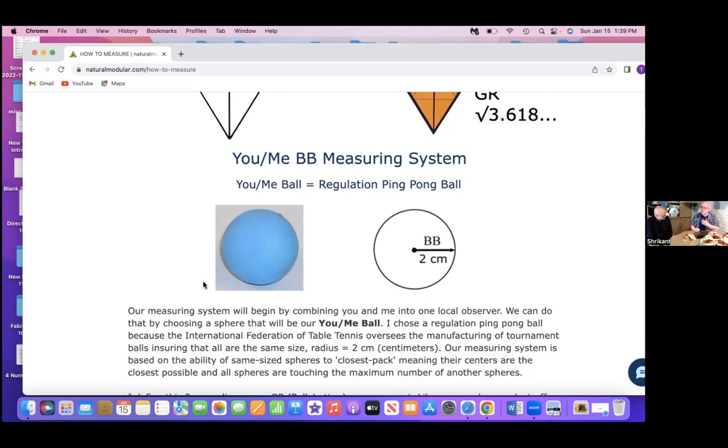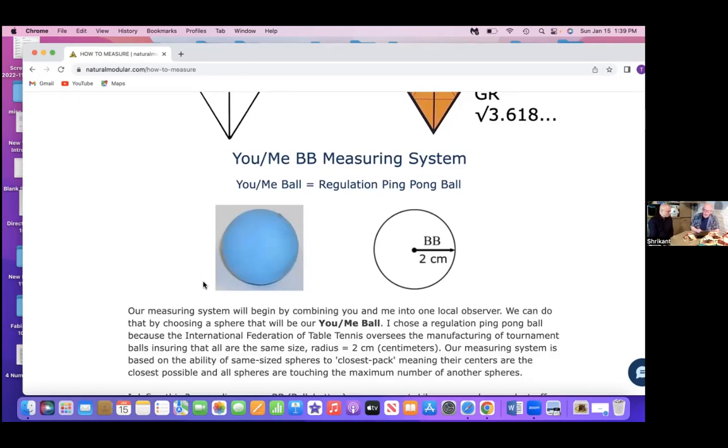Because when we say design in nature, people think that it's not about us. So I made one part that isn't us, specifically called Not Us. And then the part that is us, how we measure it, how we locate it, how we think about it, is what the BB, you, me measuring system is.